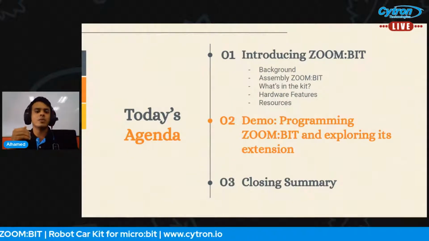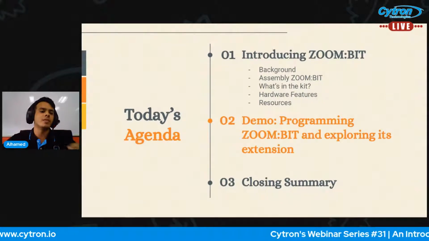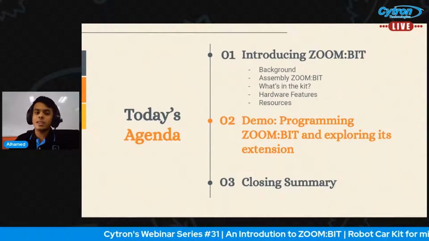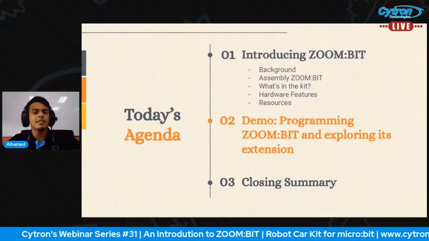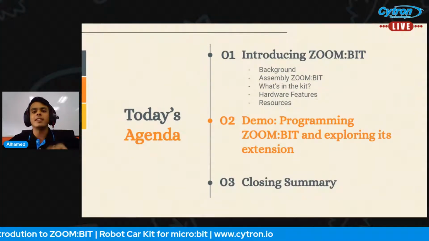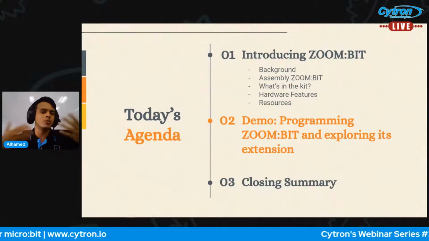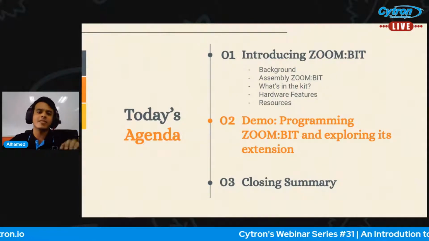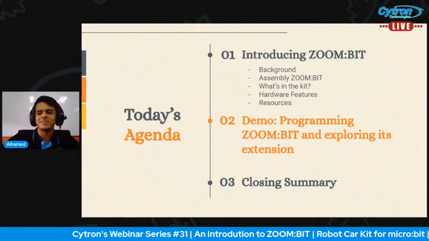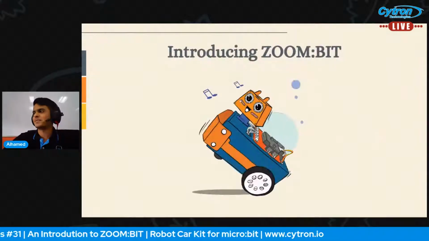And then we will go through the hardware features and we will see the online resources for ZoomBit. Once we finish all that, the session is about to get more exciting as we will start to learn how to program ZoomBit and explore its extension. By the end of this session, we will recap what we have learned and share the e-certificate link as we promised you before. Everything is clear, ready to meet ZoomBit. So let's get started.